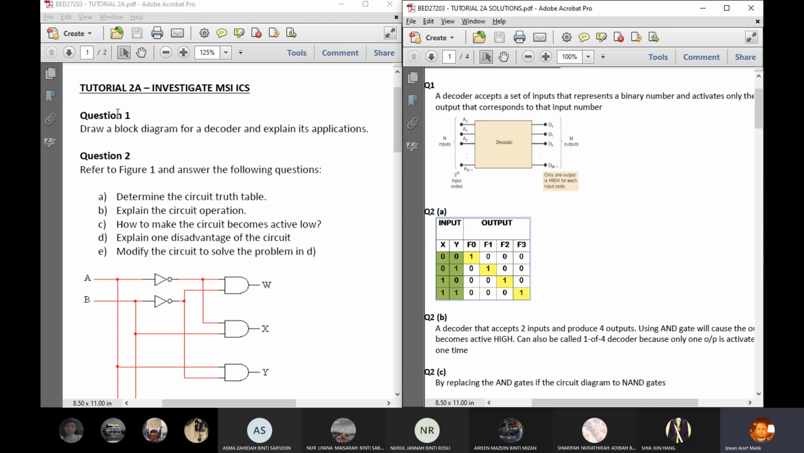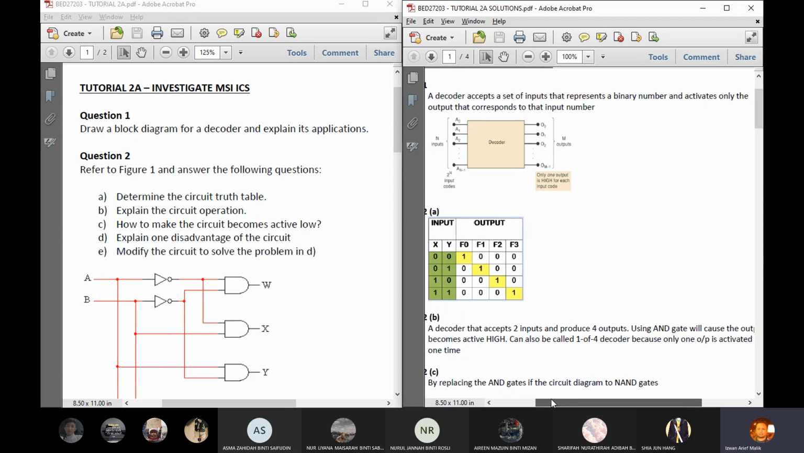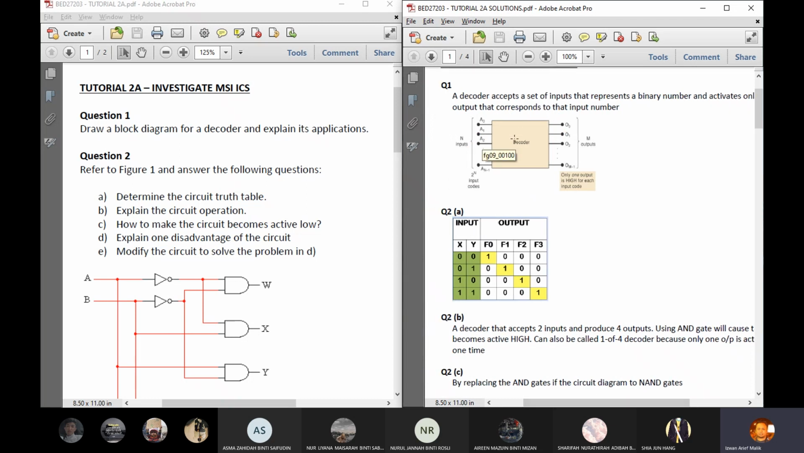Alright, so if you look into the first question, draw a block diagram of a decoder and explain its application. So you may find the solution here in my notes. A decoder accepts a set of inputs and represents a binary number and activates only the output that corresponds to the input number. Okay, so ini dia punya block diagram. Right, ini memang saya ambil, memang sebiji dalam nota saya. You will find it in my notes.